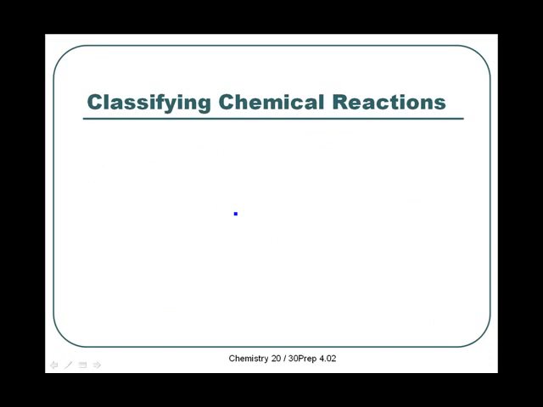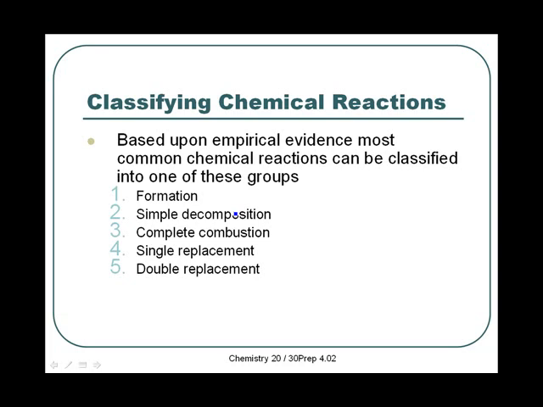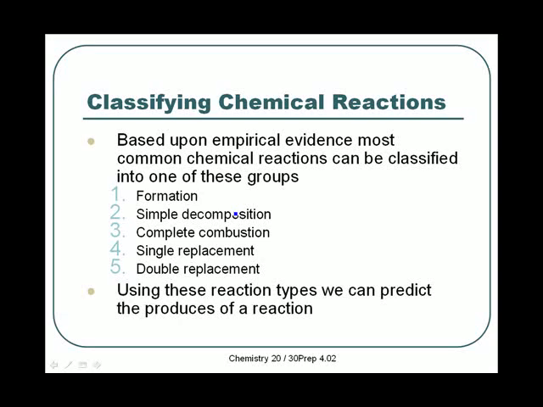So classifying chemical reactions, there's 5 basic types of reactions. And they're classified based on what we see happening in each reaction. So they are formation, simple decomposition, complete combustion, single replacement, and double replacement reactions. And using these types of reactions, we're able to predict the products of a reaction.